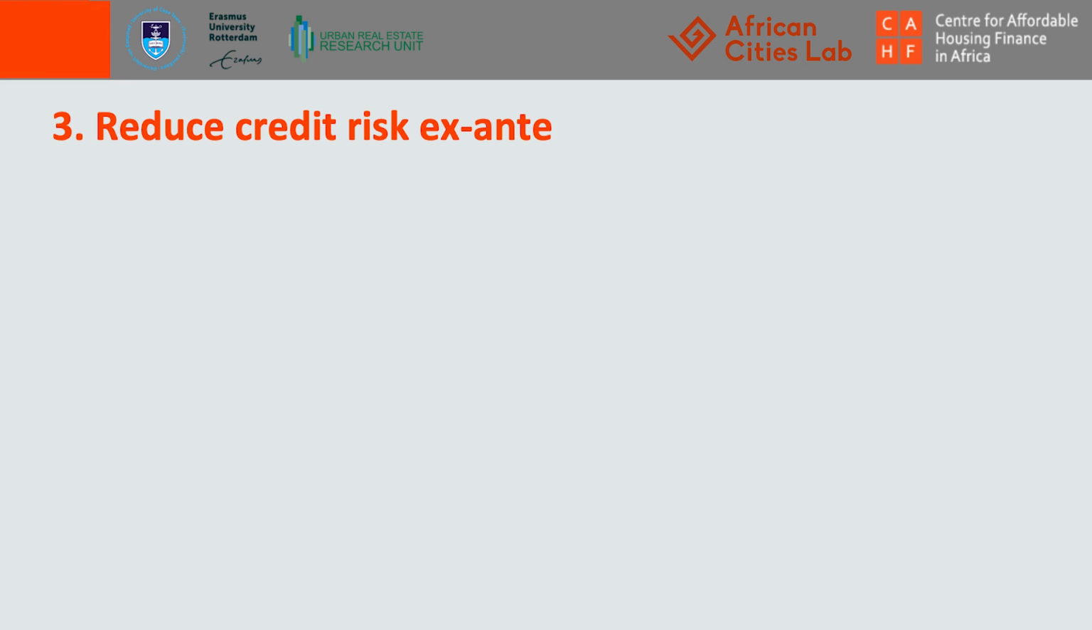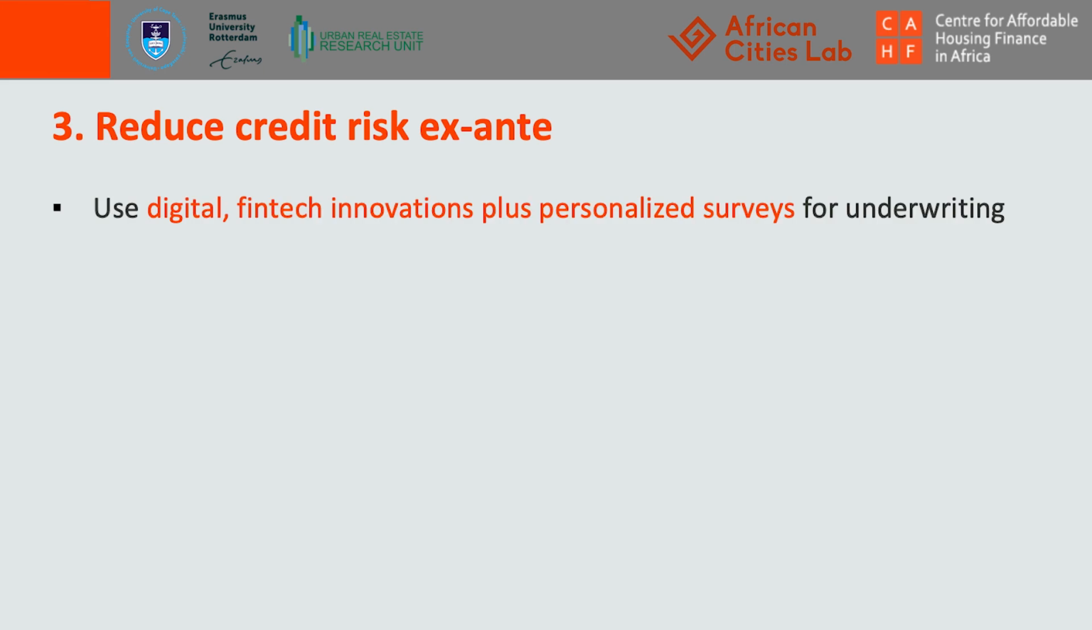Third, it's important to support ex ante measures that are known to reduce credit risk. Most promising is the use of digital fintech innovations, as well as personalized surveys to underwrite income, expenditures and employment of the low-income and informally employed segment, and to use digital platforms and fintech options to service the loan. That reduces cost as well.